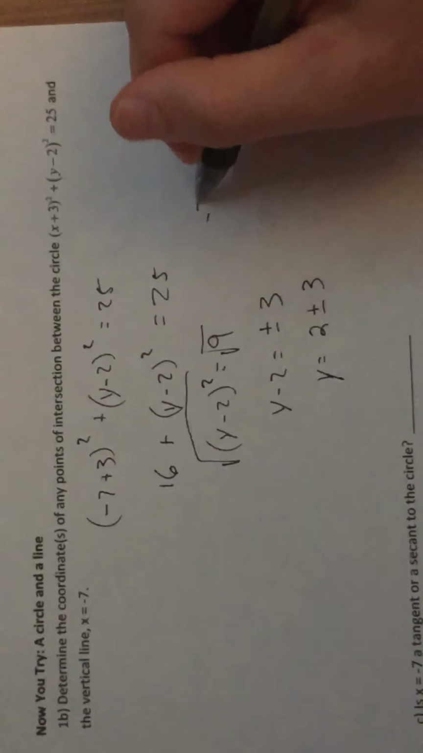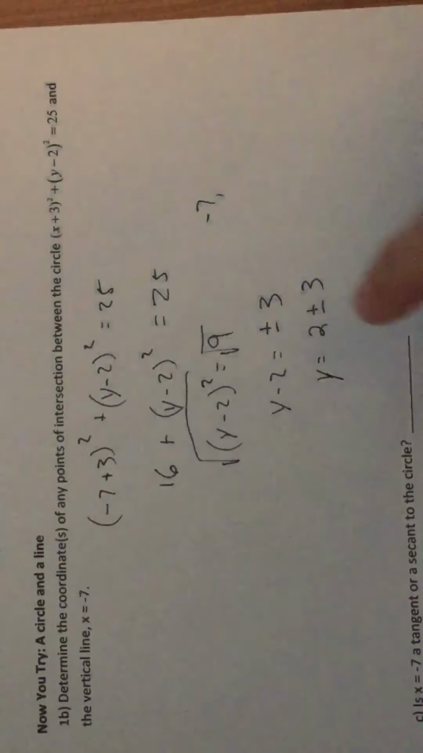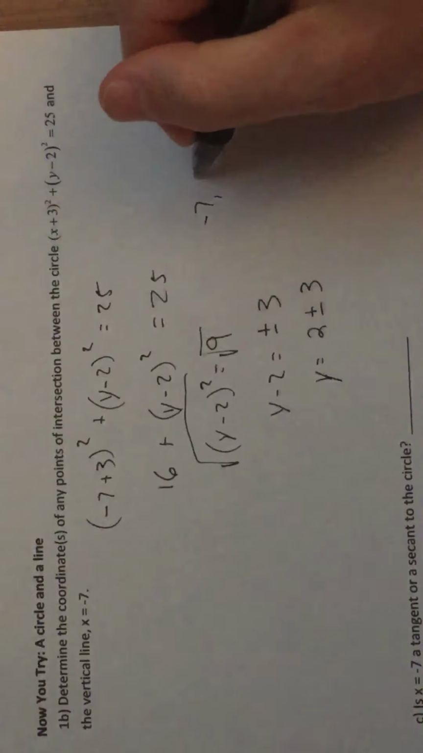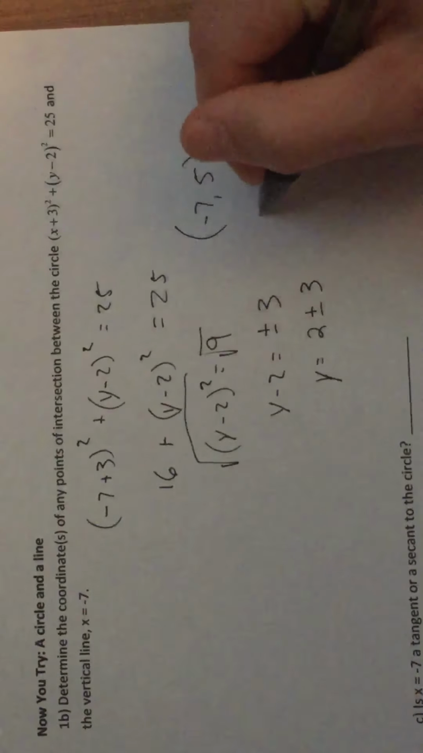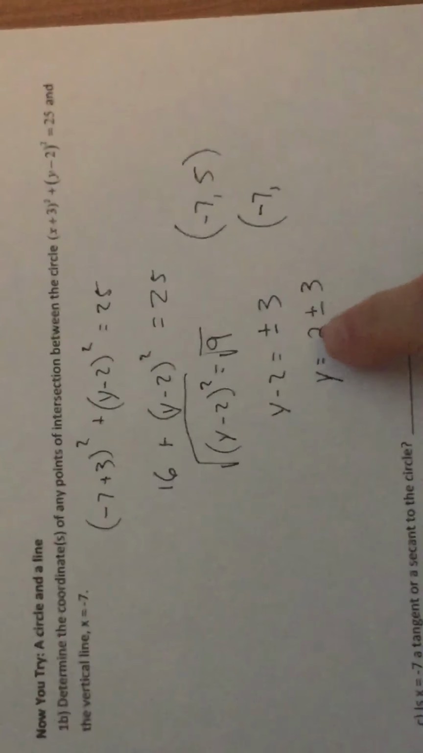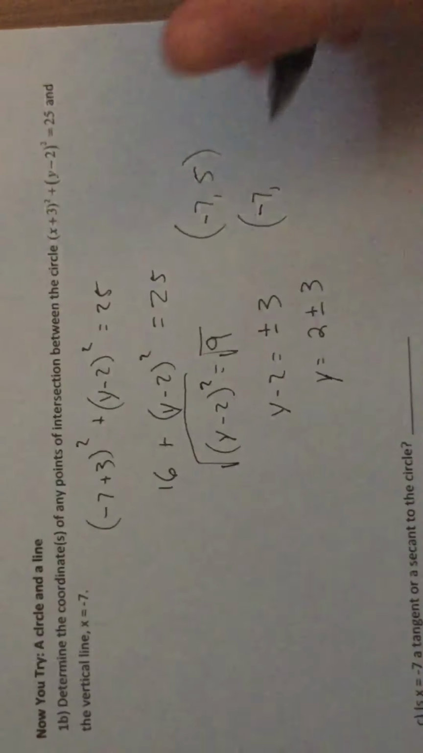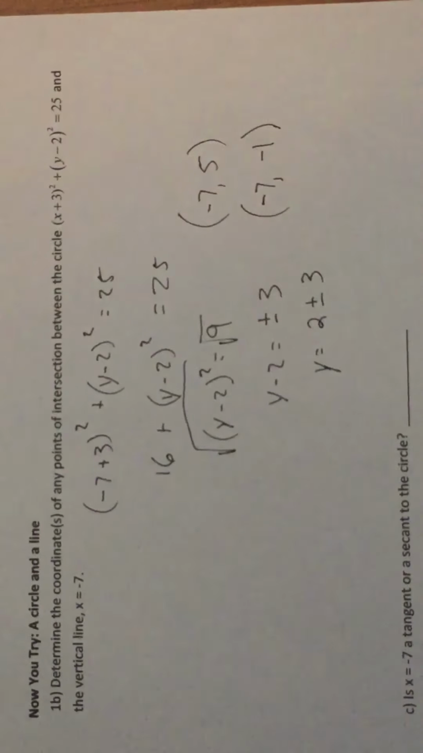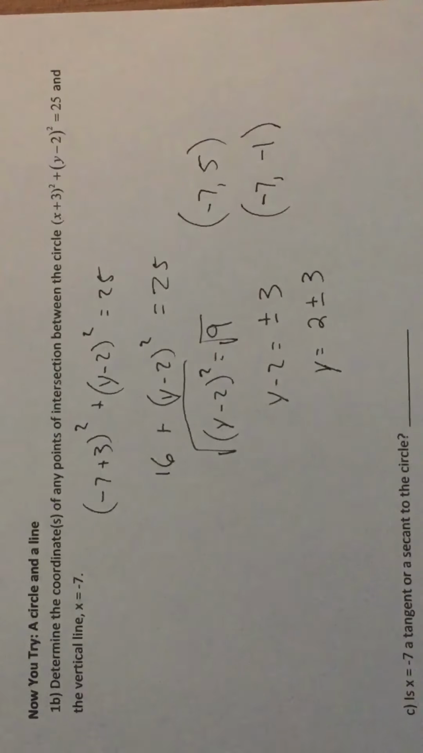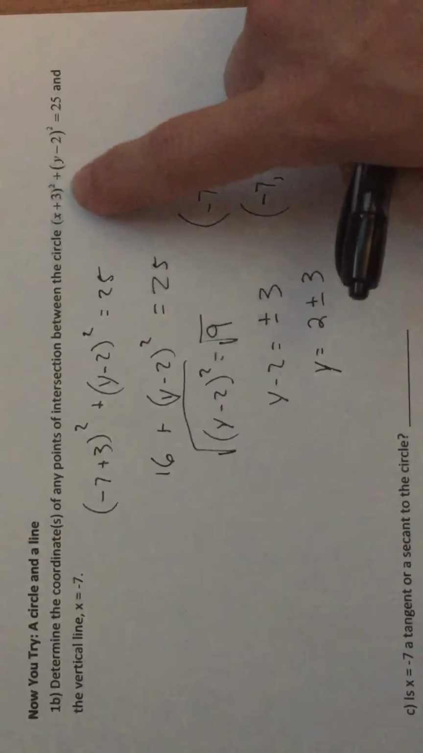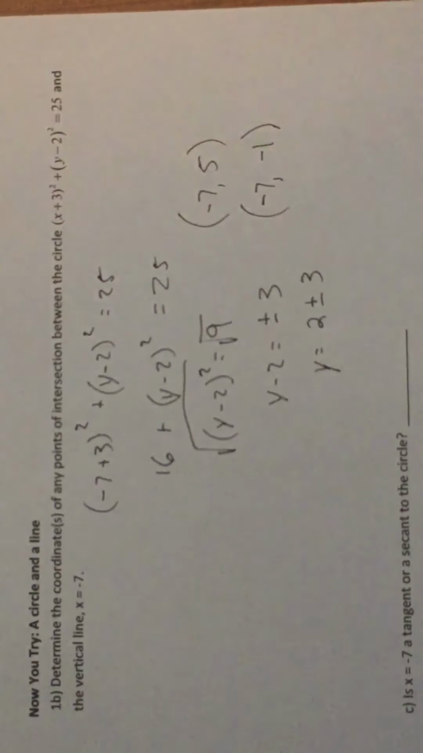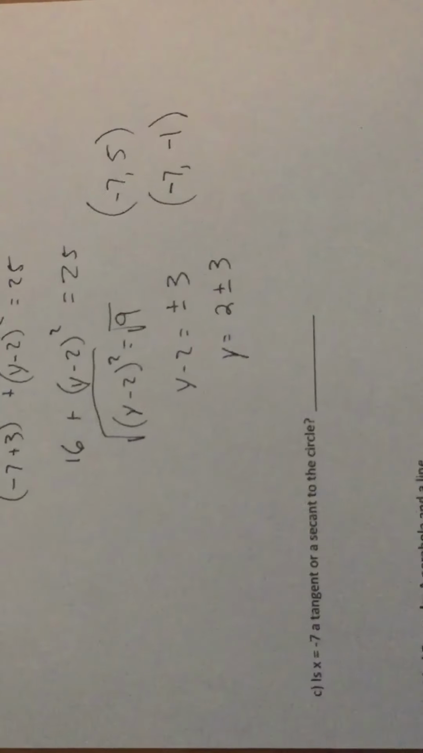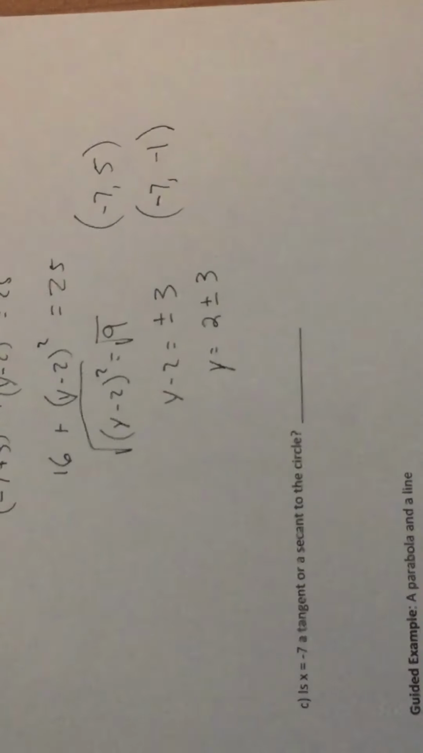We have negative 7, my x-coordinate, and 2 plus 3, which is 5. We also have negative 7, 2 minus 3, which is negative 1. These are 2 points of intersection between that vertical line x equals negative 7 and the circle given by this equation. Now down here I have the question, is x equals negative 7 tangent or secant to the circle?